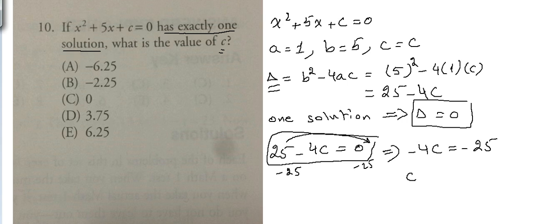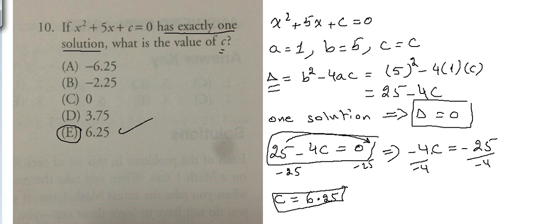So what is c now? We should find c. Divide both sides by negative 4, because negative 4 is multiplied with c, to get rid of the negative 4 and have c alone. Then c will be negative over negative, which for sure is positive. 25 divided by 4 is 6 and a quarter. C is 6.25. And what is the correct answer here? It's E. This is the correct answer. See you next video.